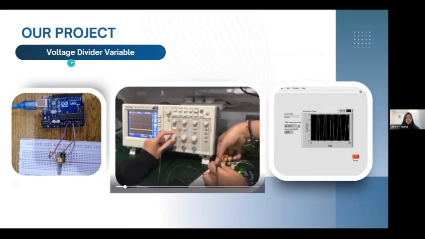A voltage divider to produce controllable DC voltage. The circuit uses an Arduino, a potentiometer, and a resistor. The output voltage is read by the Arduino ADC. The oscilloscope shows that the voltage is stable, like this.